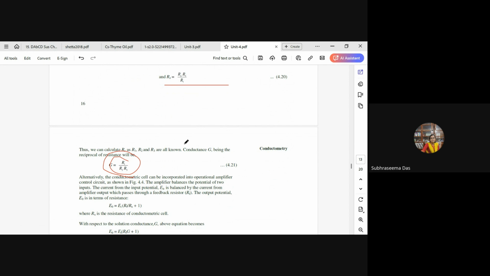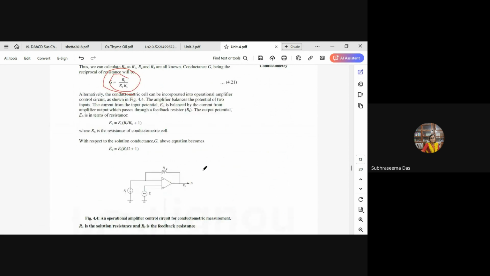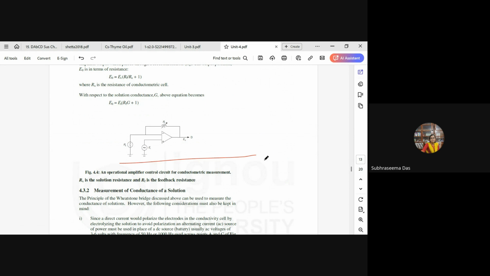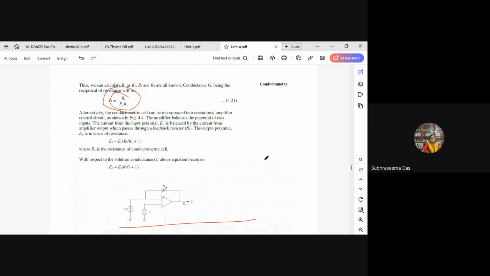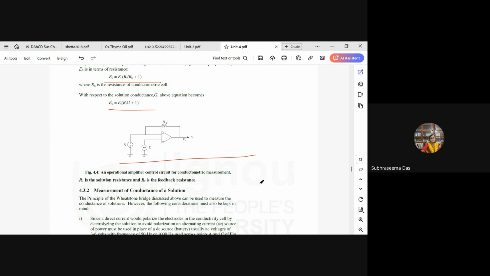Alternatively, we can also find it out by incorporating an amplifier into the above circuit. Here it is shown in this figure. Now in the Wheatstone bridge, we had four resistors. Here we will incorporate an amplifier. So the current from the input potential is balanced by the current from the amplifier output. That is, E0 is equal to EI into Rf by Rx plus 1. With respect to the conductance, the above equation is changed to this. Thus, when we have an amplifier, we can use this equation to calculate the conductance.